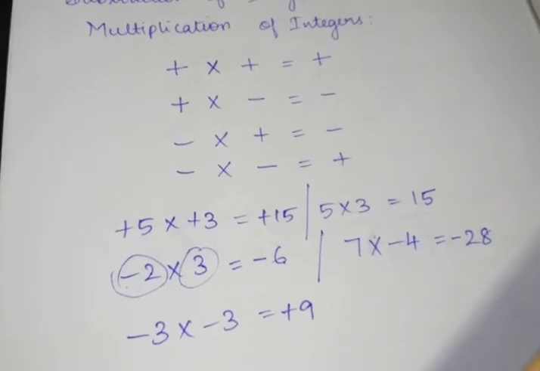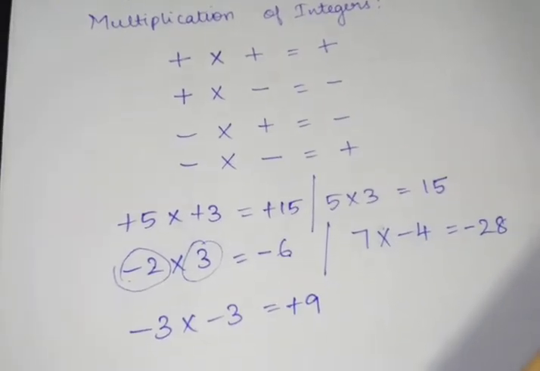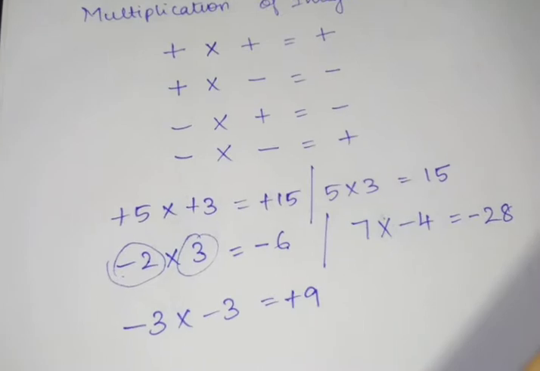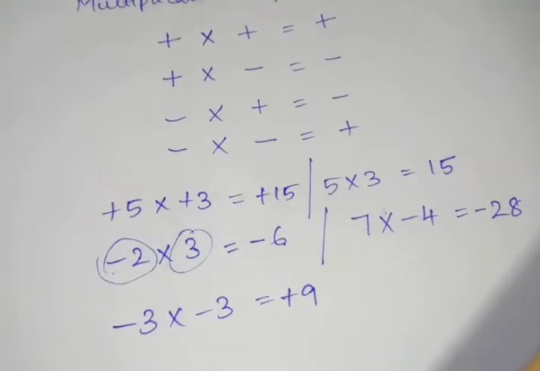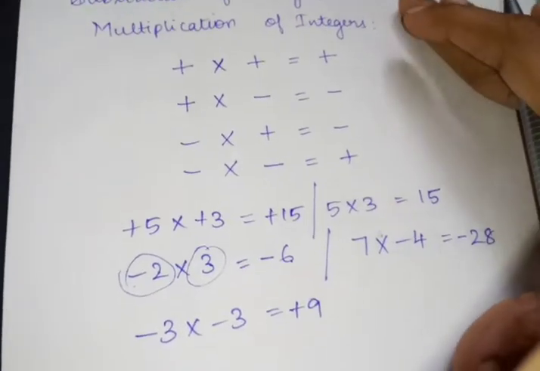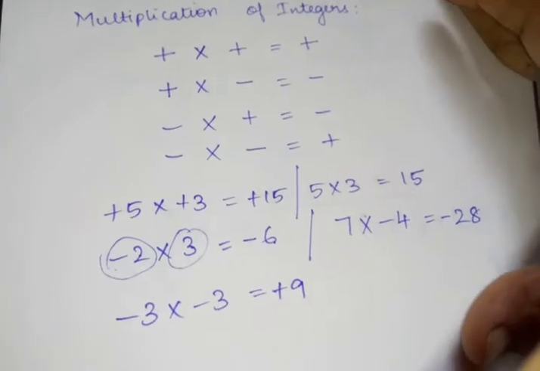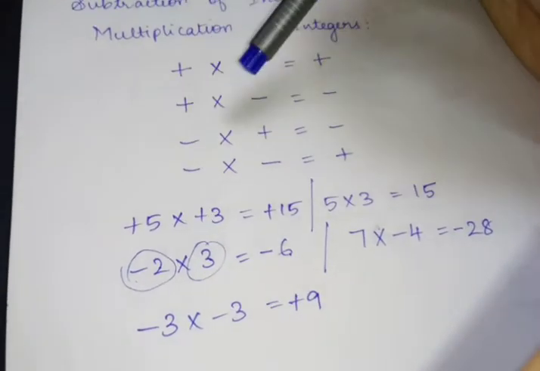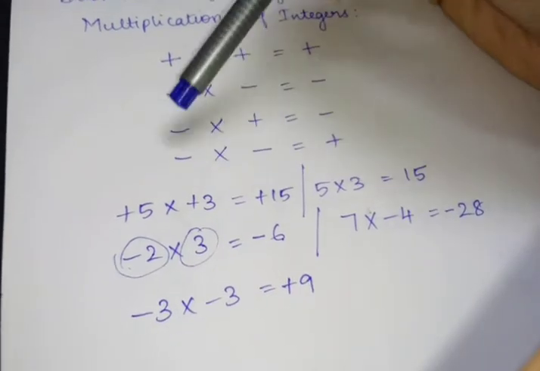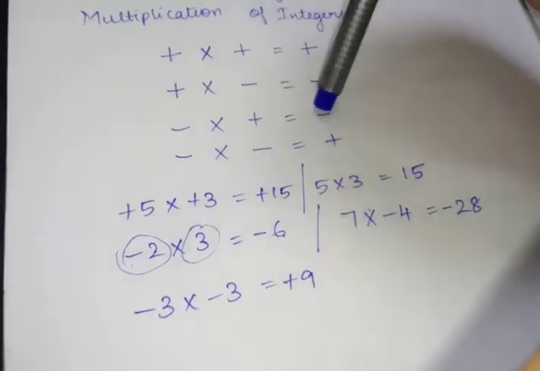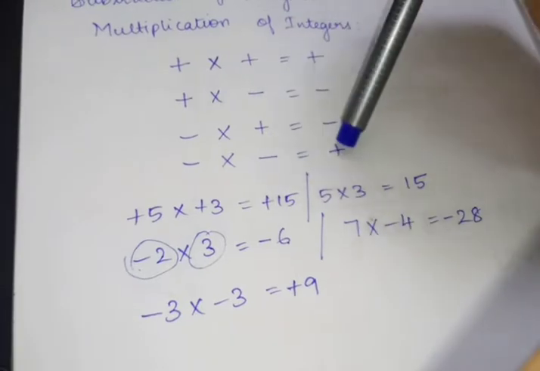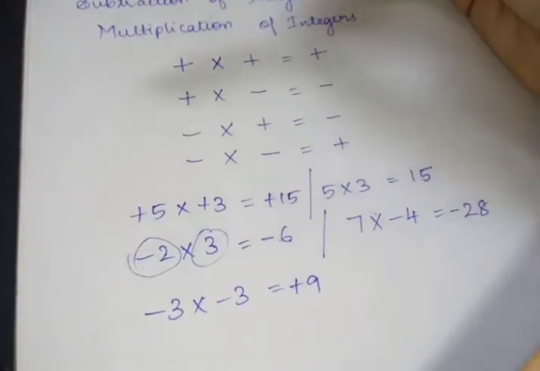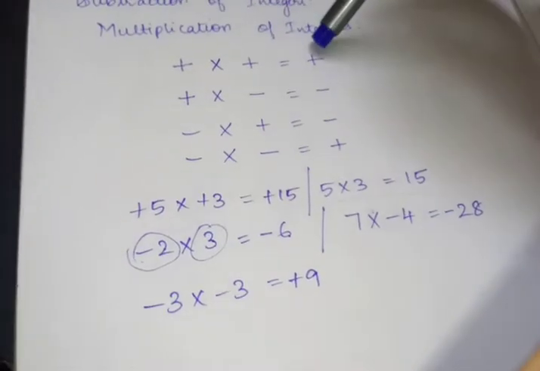Because subtraction is actually the reverse of addition, but if you learn it like that, you will get confused. So if you learn the multiplication rules this way, it will be very easy. Plus into plus, plus. Plus into minus, minus. Minus into plus, minus. Minus into minus, plus.